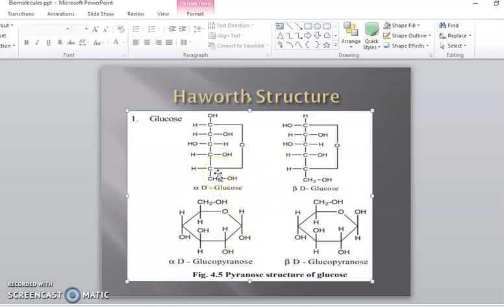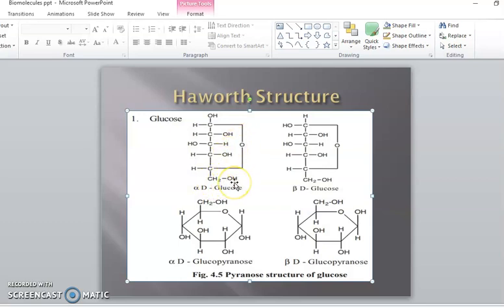Before that, how you draw the alpha D glucose structure is simple. Put a vertical line, then put 5 horizontal lines. Why 5 horizontal lines? Because each horizontal line represents a chiral center. So 1, 2, 3, 4, 5. There are 5 horizontal lines or 5 chiral centers. I repeat, put one vertical line, then put 5 horizontal lines, and they are numbered from top to bottom as 1, 2, 3, 4, 5. And at the bottom you write CH2OH.